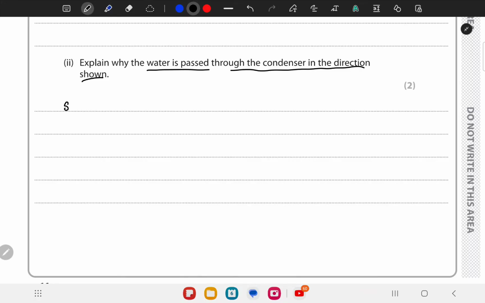So our answer is: let the water fill the condenser, which results in more efficient cooling.